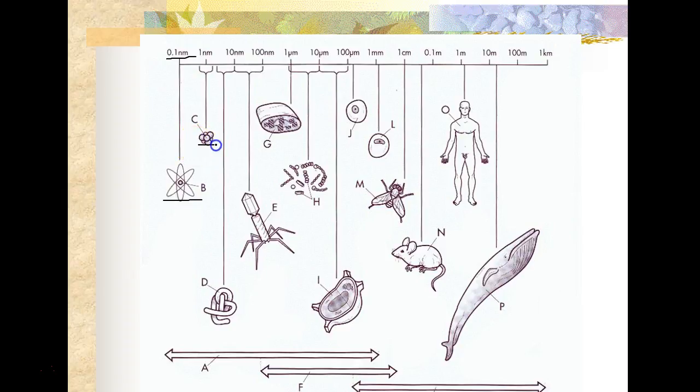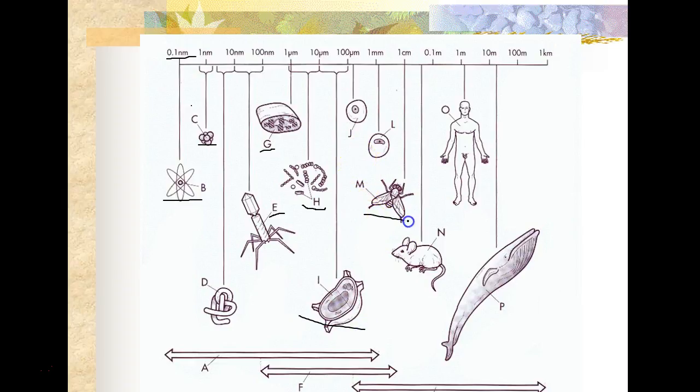This is a molecule, and that's 10 times as big. Then you go up. This is a chloroplast. G is a chloroplast. E is a virus, and that's super small. These are chains of protein. This is a cell, a plant cell.